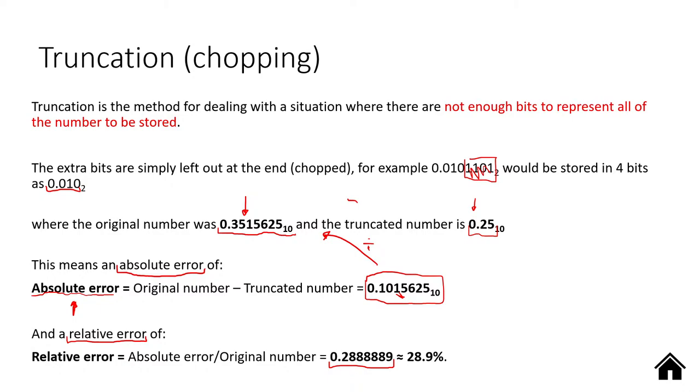Such as that. That is a very strange error. Now, if you take truncation and how, just remember 28.9%. Remember that, because that's how inaccurate this is. Let's have a look at rounding then.